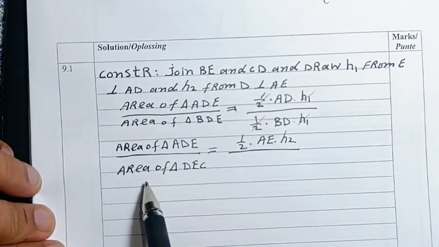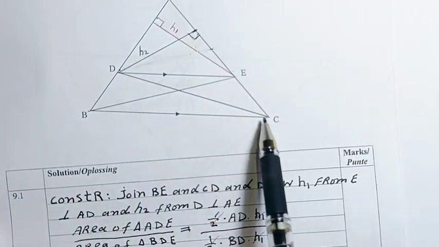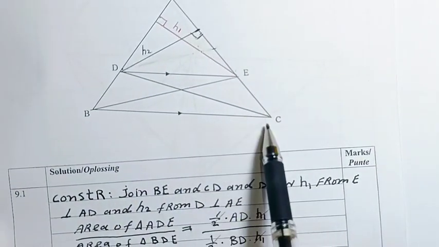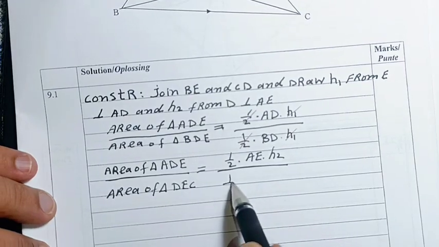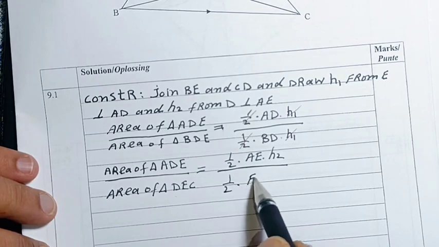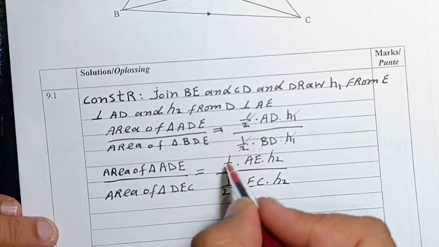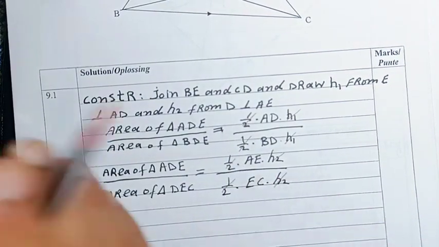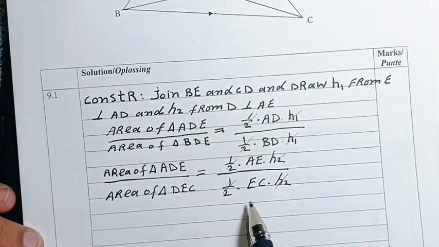So now we need to find the area of triangle DEC. The base is EC and the height again is the same H2. So 1/2 times EC times H2. Now we're going to cancel. This will cancel out, so we are left with AE over EC.